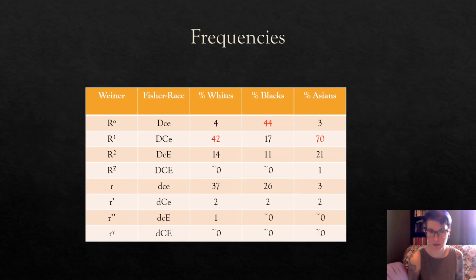And this is just a list of frequencies. Like I said, the RY and the RZ, very rare. But it is different based on race. So it is good for you to memorize which ones are the most common in each of the races.